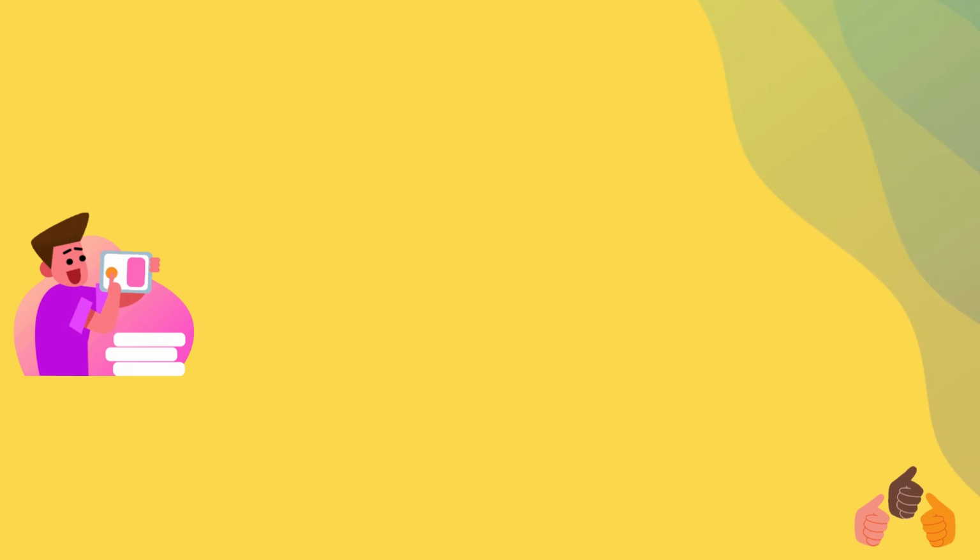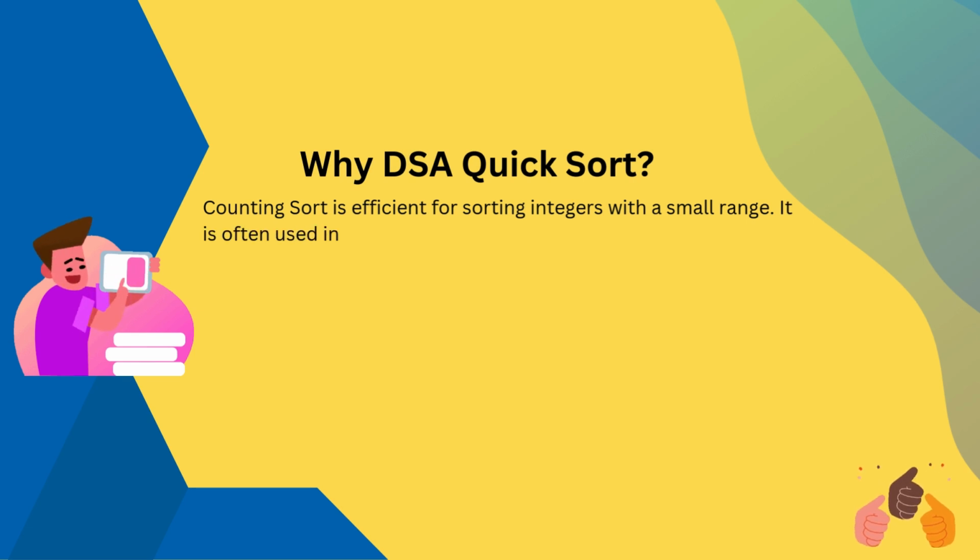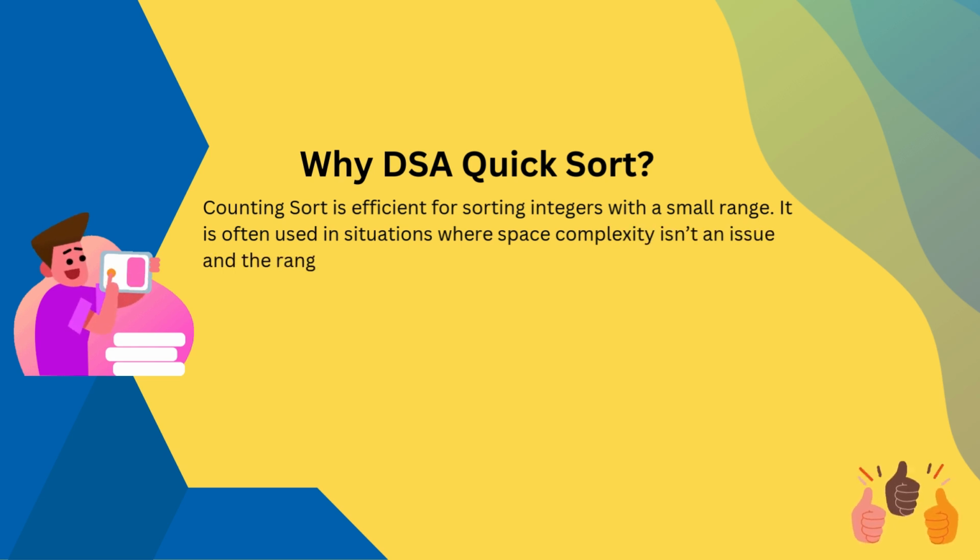Why counting sort? Counting sort is efficient for sorting integers with a small range. It is often used in situations where space complexity isn't an issue, and the range of input is small compared to the number of elements.